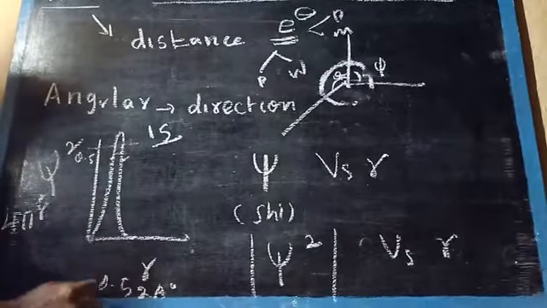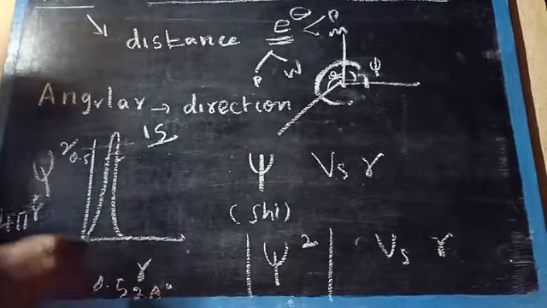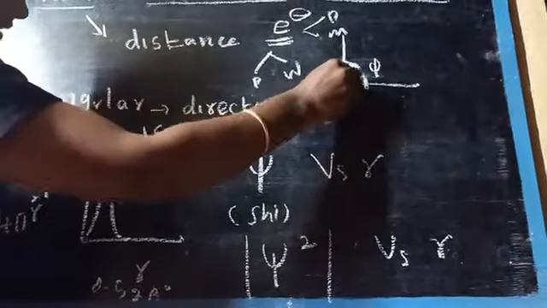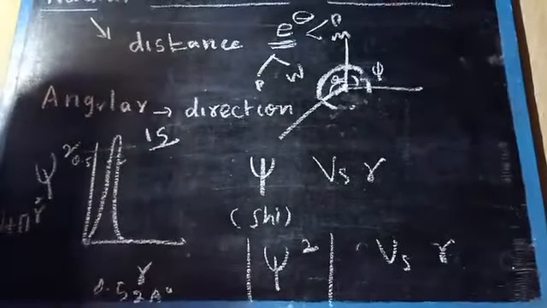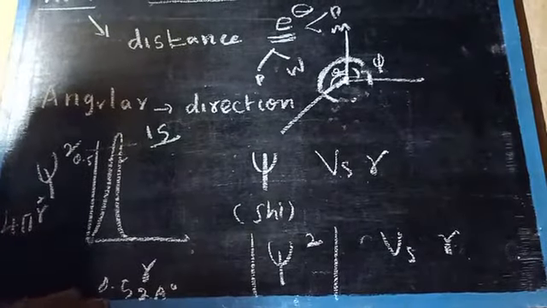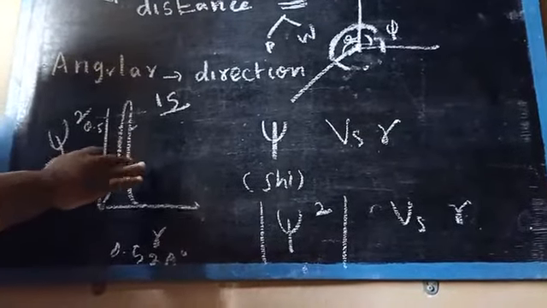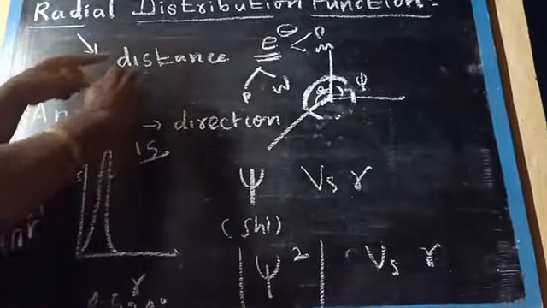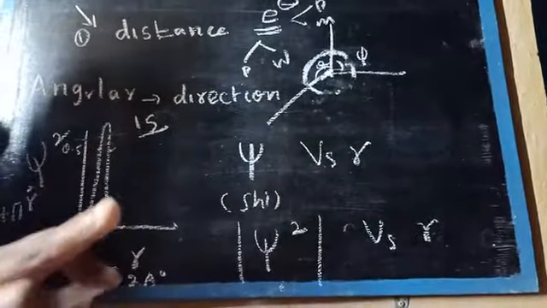So that is the probability density, at 0.52 angstrom. This value is equal to the one we already discussed: the distance between nucleus as well as electron, 0.52 angstrom. In the same way, the radial distribution concept also gives the same value, so it is equal. Okay children, in the radial distribution topic, point number 1 is the distance between nucleus and the electron.